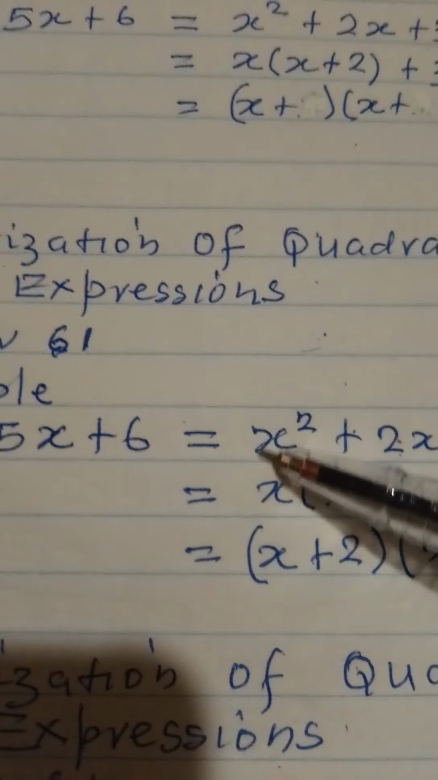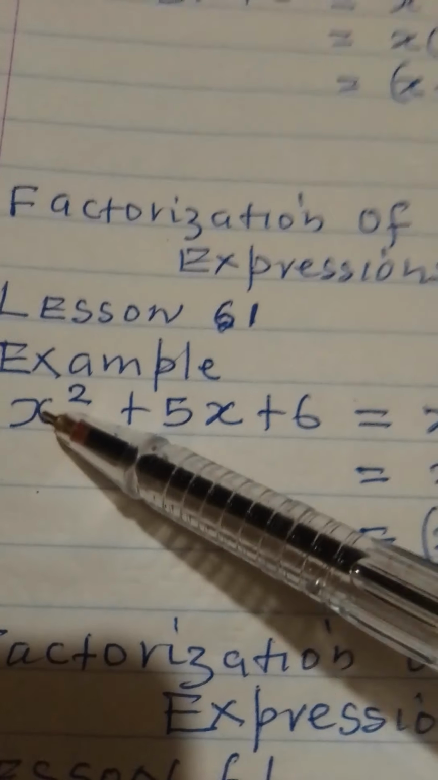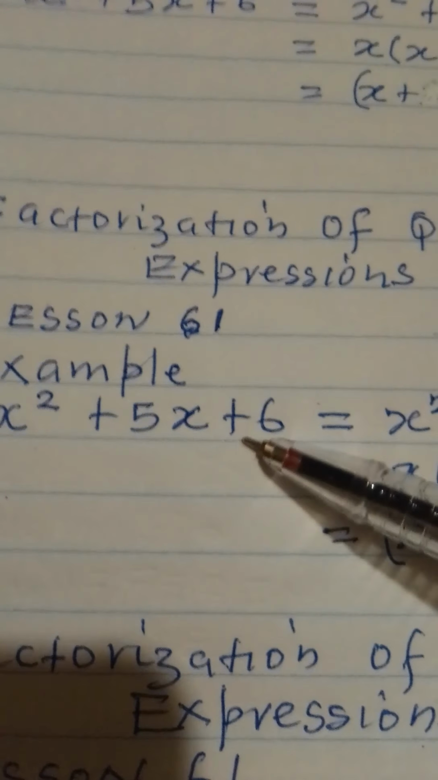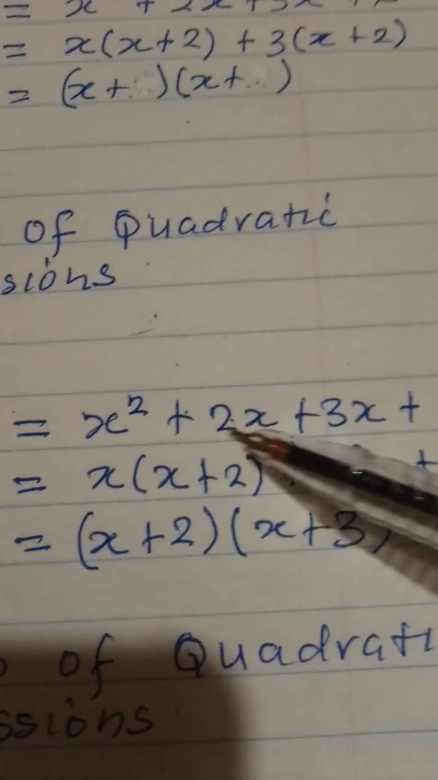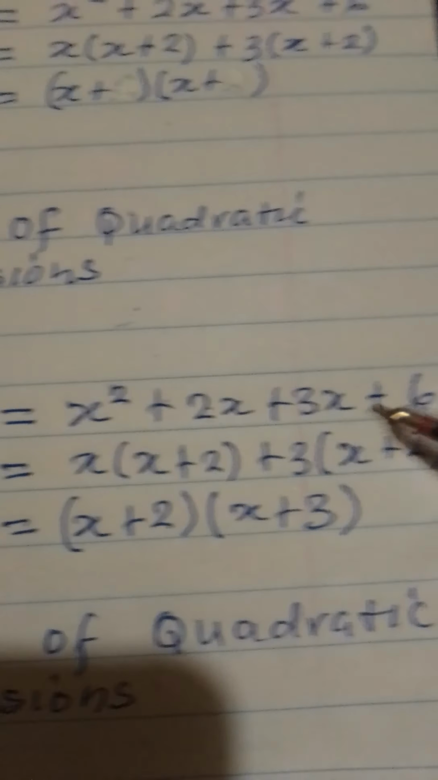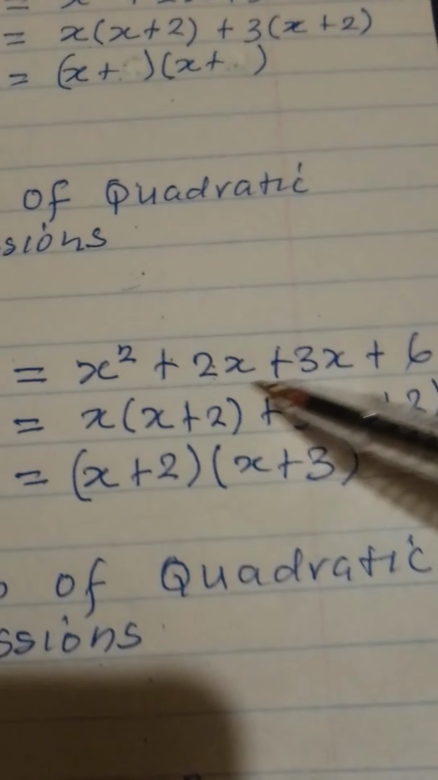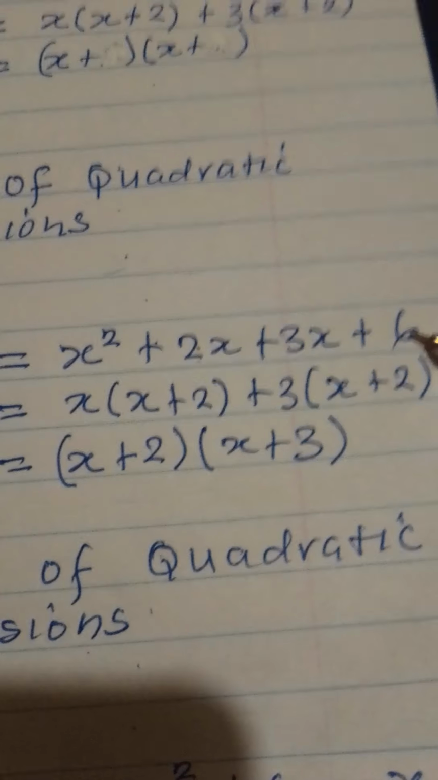And here, look at this. This is a trinomial, as it has three terms. The first term x squared, the second term 5x, and the third term 6. So here we change it to a four-term expression. So we have 1, 2, 3, 4.